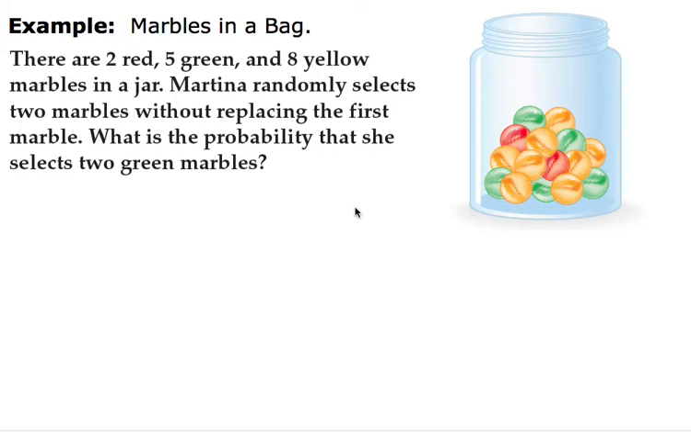So let's first figure out, is this set of events independent or dependent? Remember, when you have without replacement, you're not putting the marble back in, it affects the second marble's probability. So these are considered dependent events. They depend on each other. Once you take one marble out and not replace it, the probability of that second marble being green is affected. So these are dependent events.